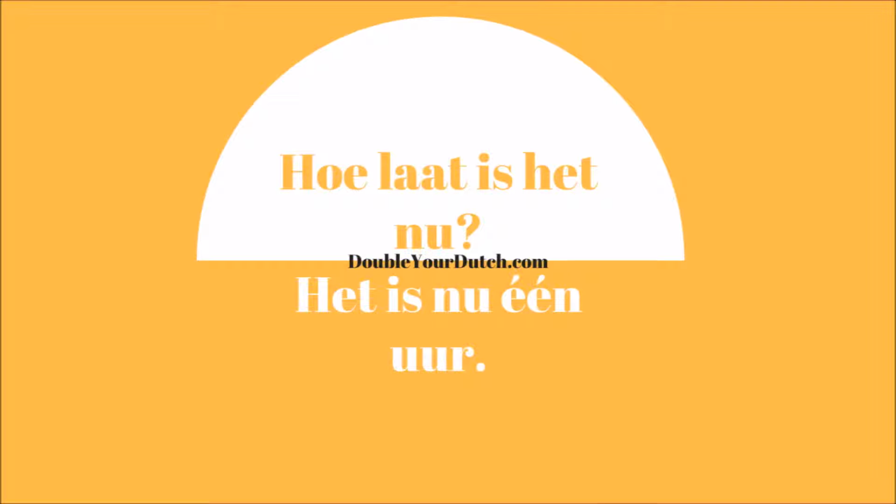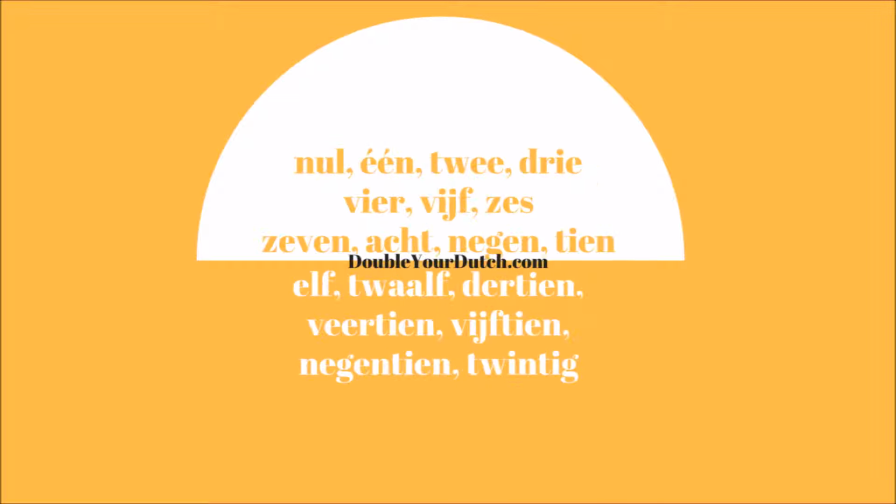And uur, there's a plural, uren. But when you're indicating time on a clock, you don't really use it. So you only use uur. So whether it's 1 hour or 8 hours or whatever, it's always uur at the end. Okay? Now to look at the other times, we first must look at the numbers. So let's look at the numbers.